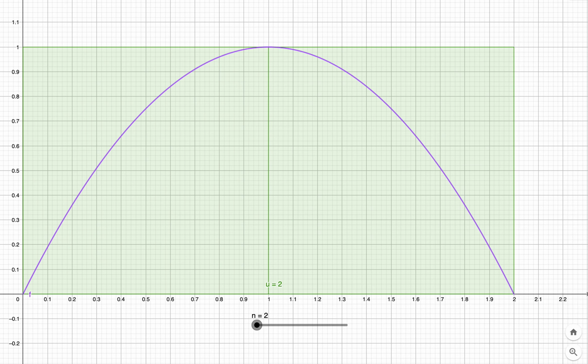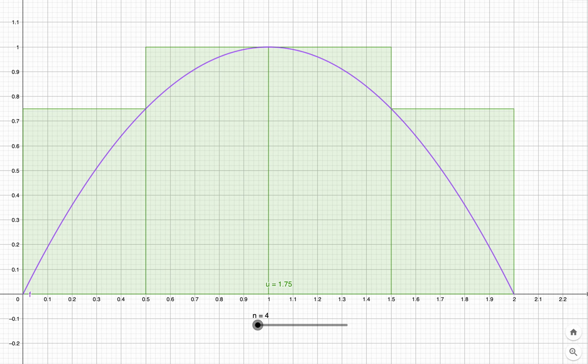But if we further divide the domain of this function, for example, into 4 pieces: 0 to half, half to 1, 1 to 1.5, and 1.5 to 2. Further assume that the function takes a constant value on each of these intervals. Then the area under the parabola in each of these 4 intervals can be approximated by the 4 rectangles. And the sum of the areas of the 4 rectangles gives an approximation of the area under the parabola. Notice that this is already a better approximation than what we had before.